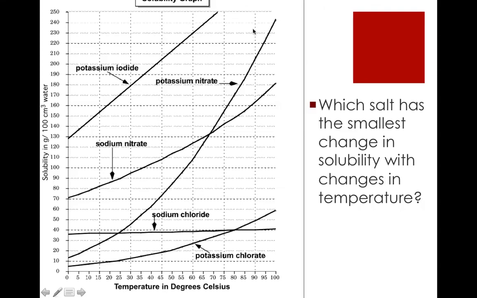So this is an example of a solubility graph for six different chemicals, okay? We have potassium iodide, potassium nitrate, sodium nitrate, sodium chloride, potassium chlorate. So which salt has the smallest change in solubility with changes in temperature? Well, as you change the temperature, which one is not changing solubility? And remember, solubility is over here. So which one is not changing in this direction, in the y direction, when you go that way?